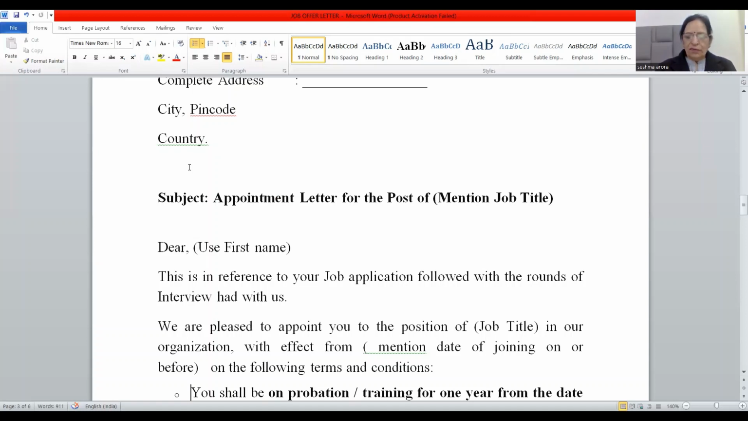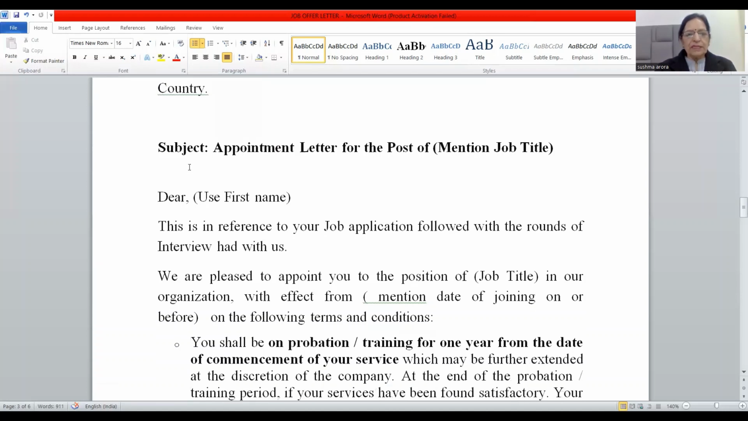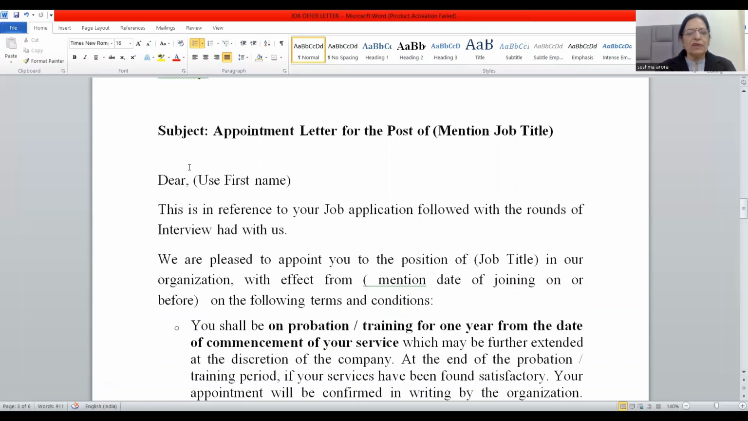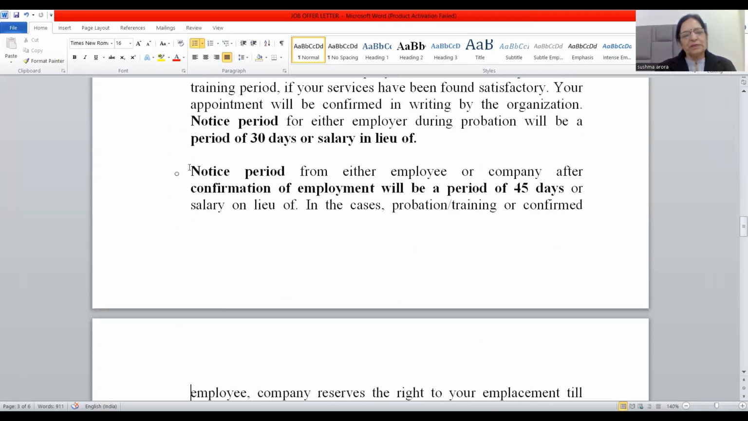Then we have to write the name of the employee. This is in reference to your job application followed with the rounds of interview you had with us. We are pleased to appoint you to the position of whatever job title is given in the appointment letter, in our organization, with effect from the date of joining, which has to be written here, on the following terms and conditions.